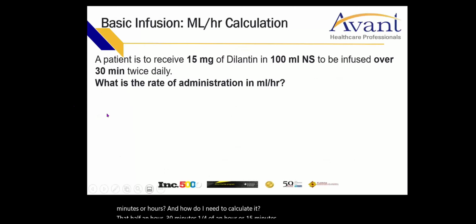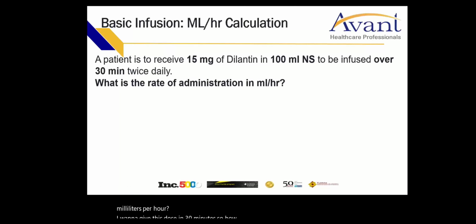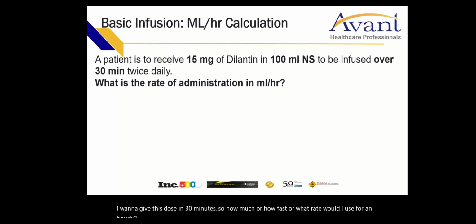All right, basic calculation. A patient is to receive 15 milligrams of Dilantin in 100 milliliters of normal saline to be infused over 30 minutes twice daily. What is my rate of administration in milliliters per hour? I want to give this dose in 30 minutes. So how much or how fast or what rate would I use for an hourly administration rate?